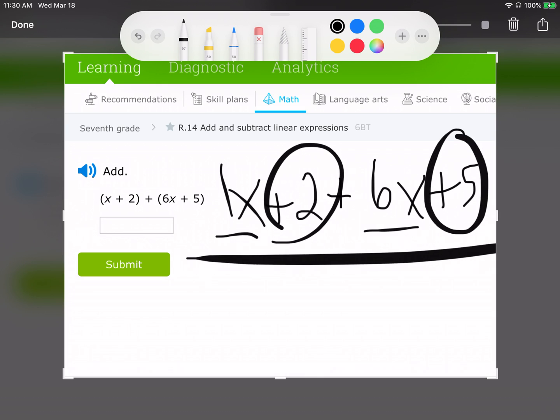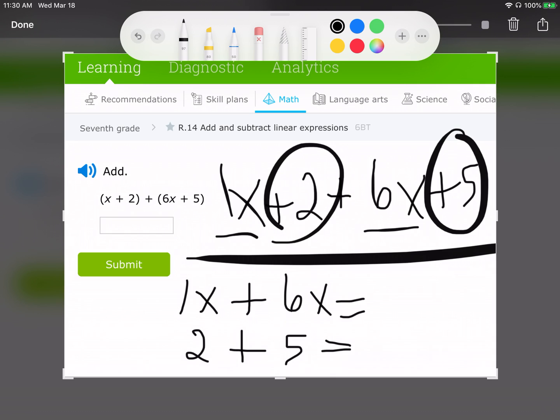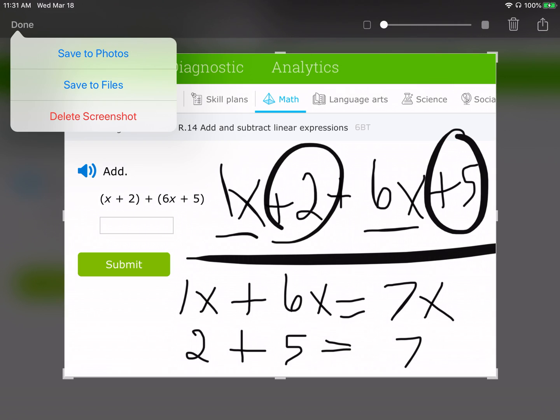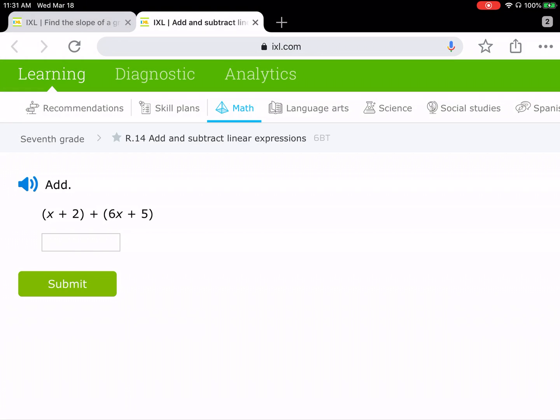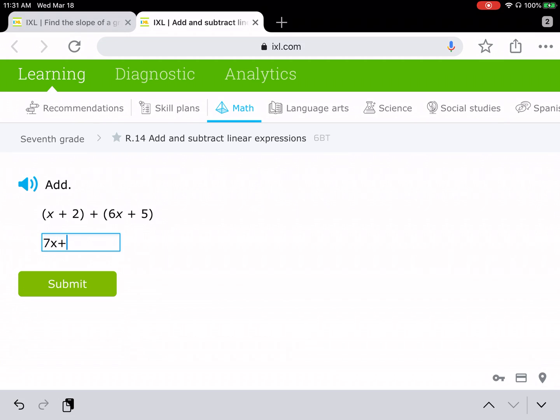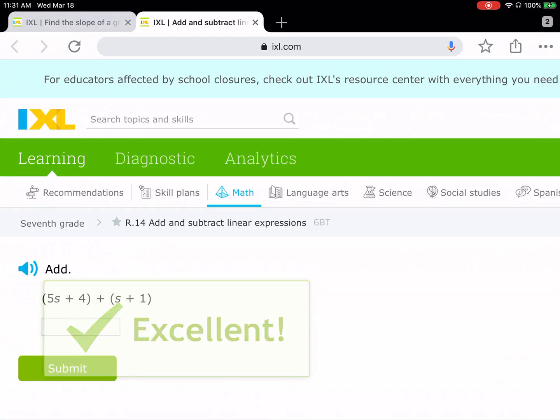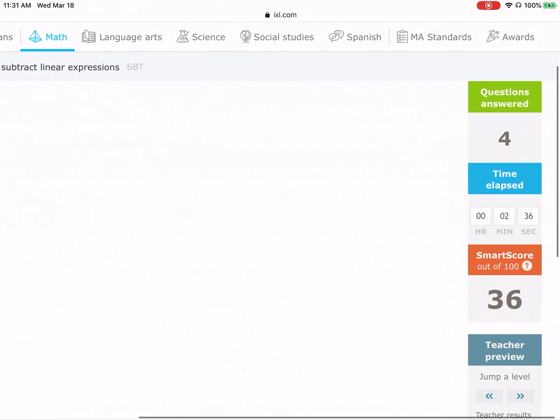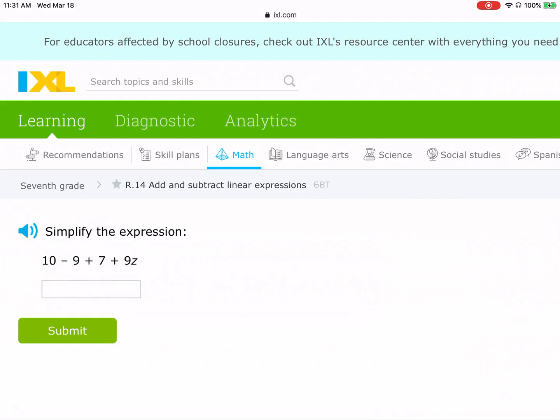Another completely different way to look at this problem is to say: 1x from the first parenthesis plus 6x from the second parenthesis, 2 from the first parenthesis plus 5 from the second parenthesis. And this is where I get that 7x and 7 again. So hopefully that makes a little more sense to you. Use one of those two methods and see which one actually helps you out. I'm going to zoom ahead a little bit, because I think that helps you out with a lot of those things.